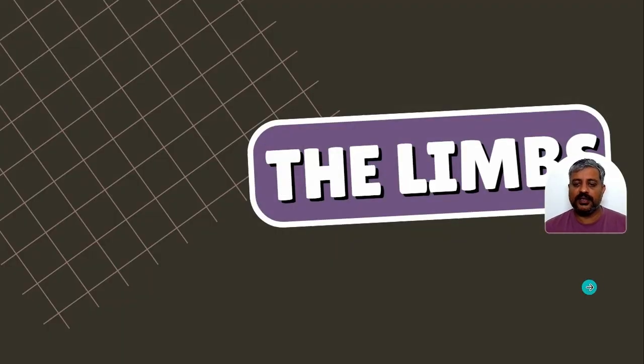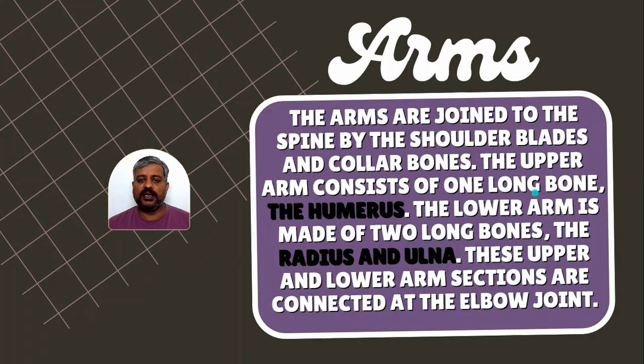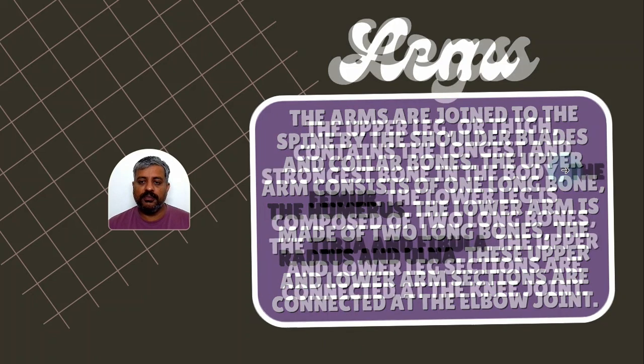The limbs. Now we are going to talk about the limbs. First, arms. The arms are joined to the spine by the shoulder blades and collarbones. The upper arm consists of one long bone, the humerus. Just now we saw it. The lower arm is made up of two long bones, the radius and the ulna. The upper and the lower arm sections are connected at the elbow joint. So how are these connected? The arm is connected at the point called the elbow joint.